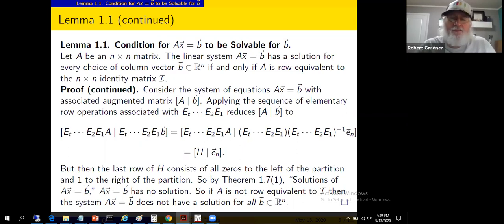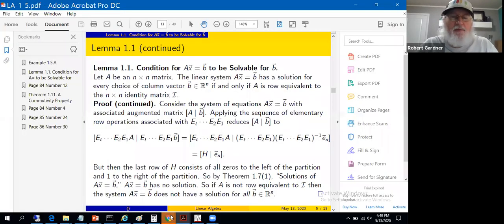So no solutions. So this vector B that we introduced at the bottom of the previous slide, AX equals B, has no solution. So not all B in Rn have a solution if matrix A is not row equivalent to the n by n identity matrix. It was an if and only if result. We've shown if this applies, then that applies, and we've shown, strictly speaking, if this doesn't apply, then that doesn't apply. It's the contrapositive of the converse, if you like, logic. And who doesn't? Let's get back to the notes.